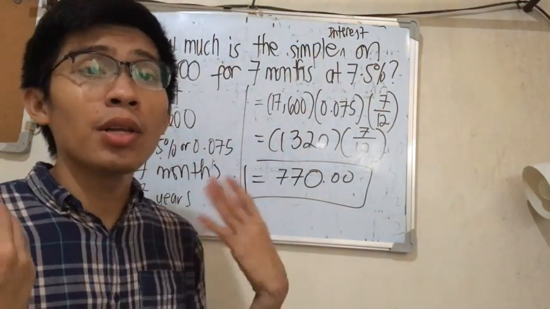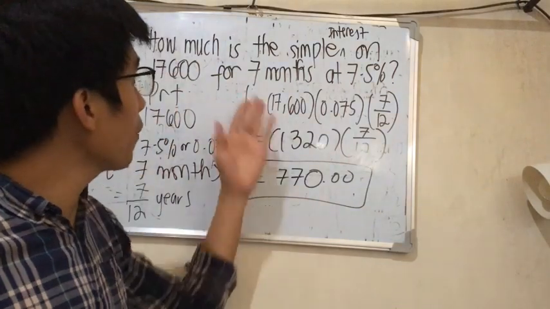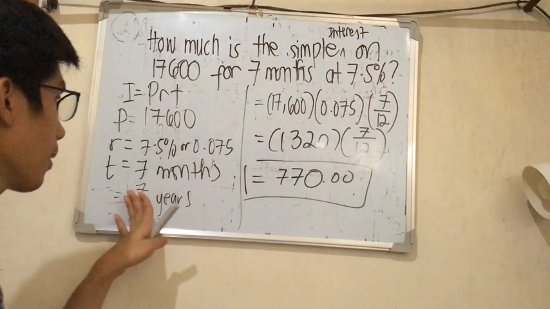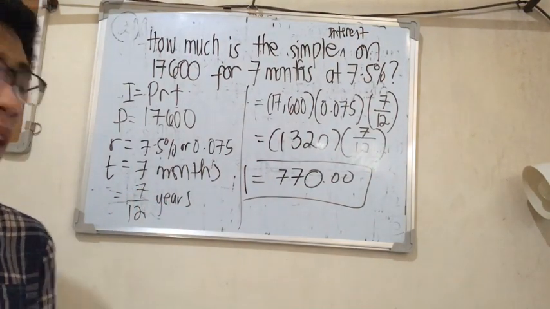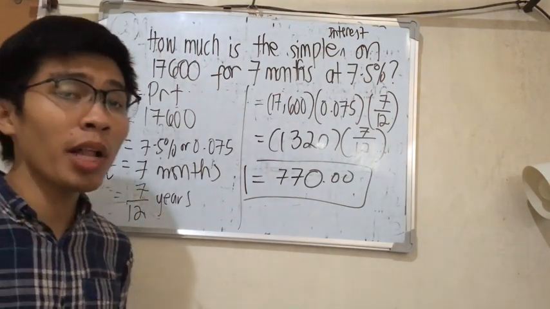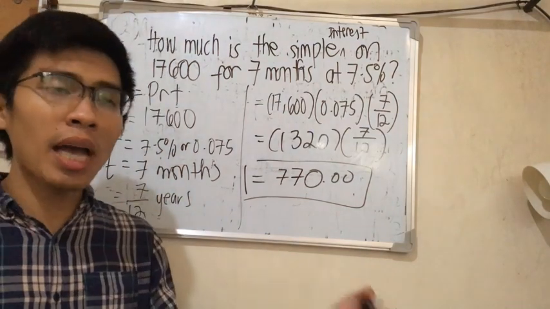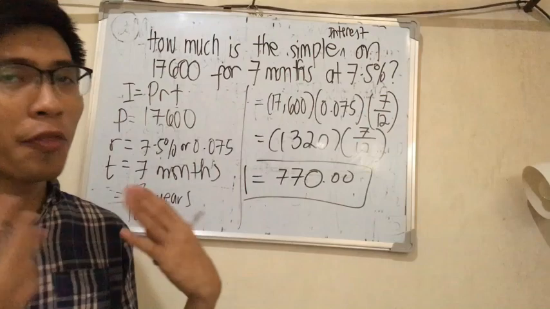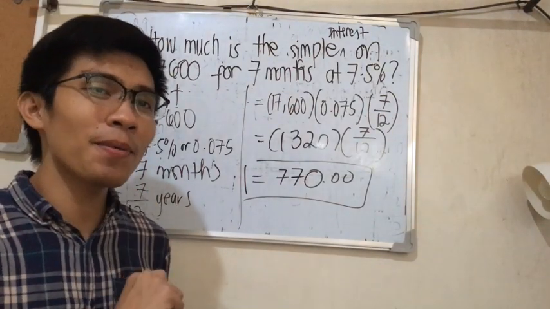So this is how the simple interest works whenever the time given is in months. Again, once the time is given in months, you have to divide it by 12. Why 12? Simply because we have 12 months in 1 year. That is another example involving simple interest.